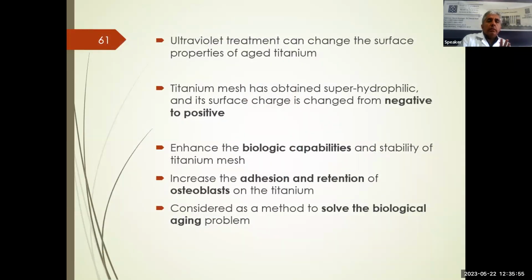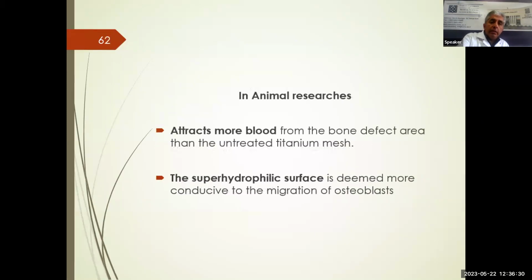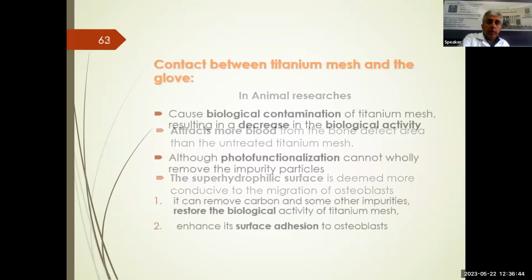One measure we can use is ultraviolet treatment. This treatment can change the negative charge to a positive charge at the surface of titanium, and the biologic capability of titanium is enhanced, and the adhesion and retention of osteoblasts on the titanium increases, and it is considered a measure to solve the biological aging problem. In animal studies, it attracts more blood vessels to the bone defect area than untreated titanium, and the super hydrophilic surface is deemed more conducive to migration of osteoblasts.